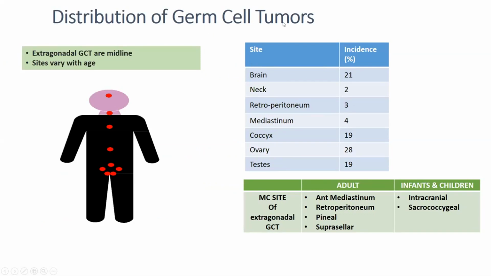So this is the distribution of germ cell tumor. Germ cell tumors are not only seen in gonadal sites but extragonadal sites also. Among extragonadal sites, intracranial is the commonest site, seen in approximately 20% of the cases, and this is followed by the sacrococcygeal site, which constitutes approximately 20% of the germ cell tumors in the pediatric population. These tumors are seen in the midline, and the sites vary with the age.